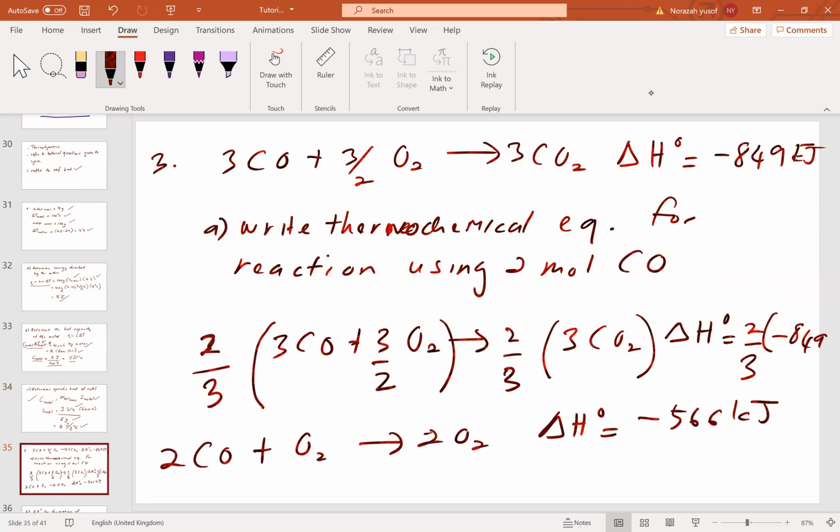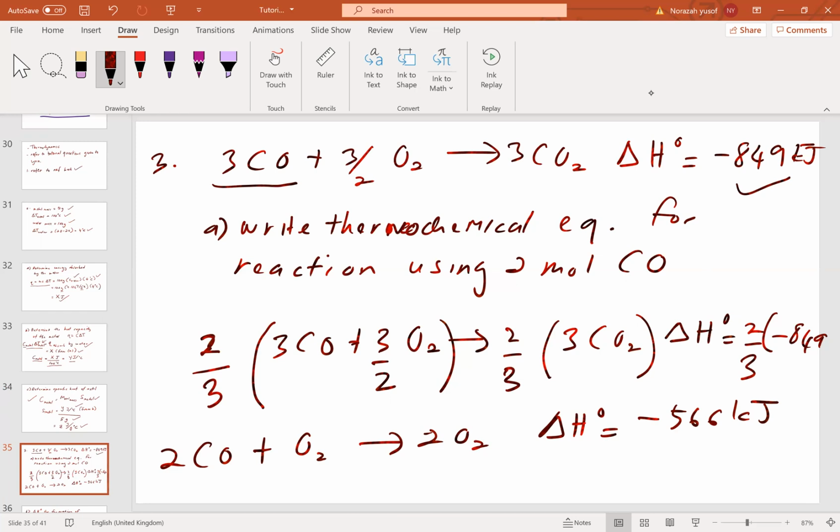Now let's look at the next question. The thermochemical equation for the reaction of carbon monoxide with oxygen is given here. And the question is asking, A, write the thermochemical equation for the reaction using 2 mole of carbon monoxide. So we have to change it to 2 mole of carbon monoxide. So we have to multiply the equation given by 2 over 3.